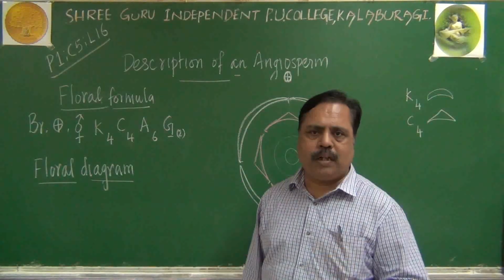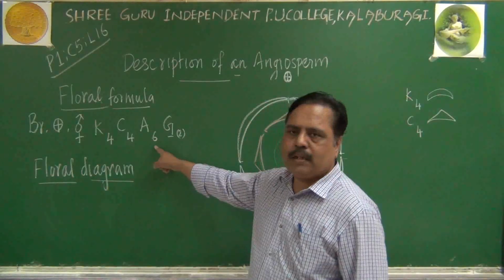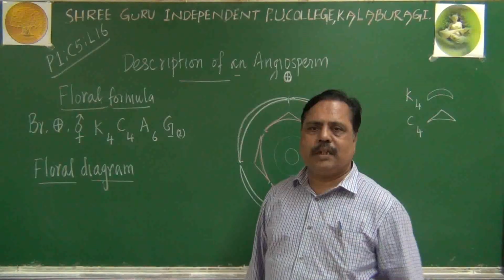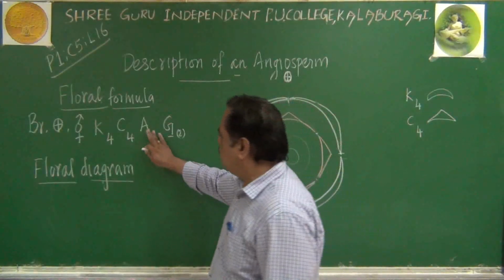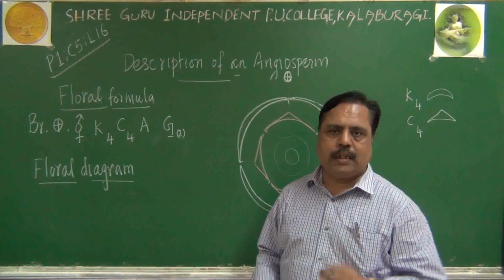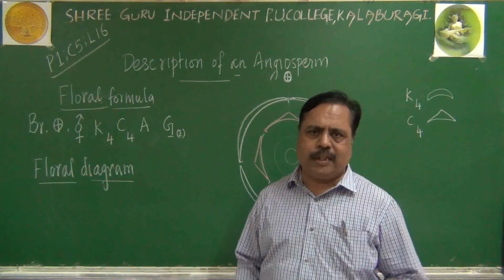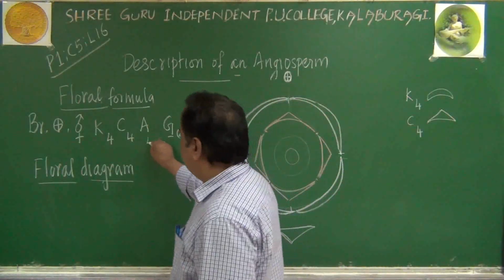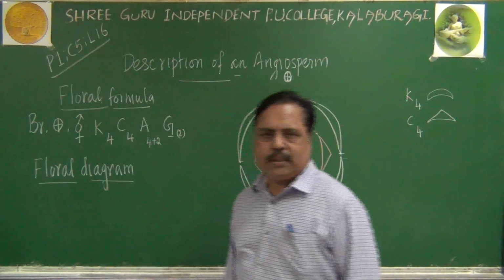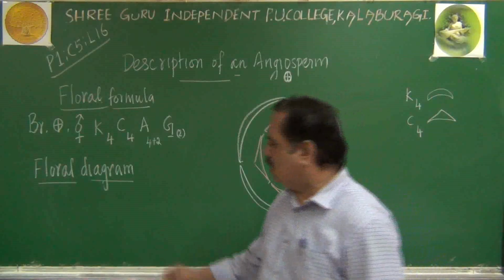Androecium is made up of what? Stamens. How many stamens are there in this flower? Six stamens are there. How to draw those 6 stamens? Imagine, of these 6 stamens, 4 of them are longer and 2 of them are shorter. We call that condition a tetradynamous condition.